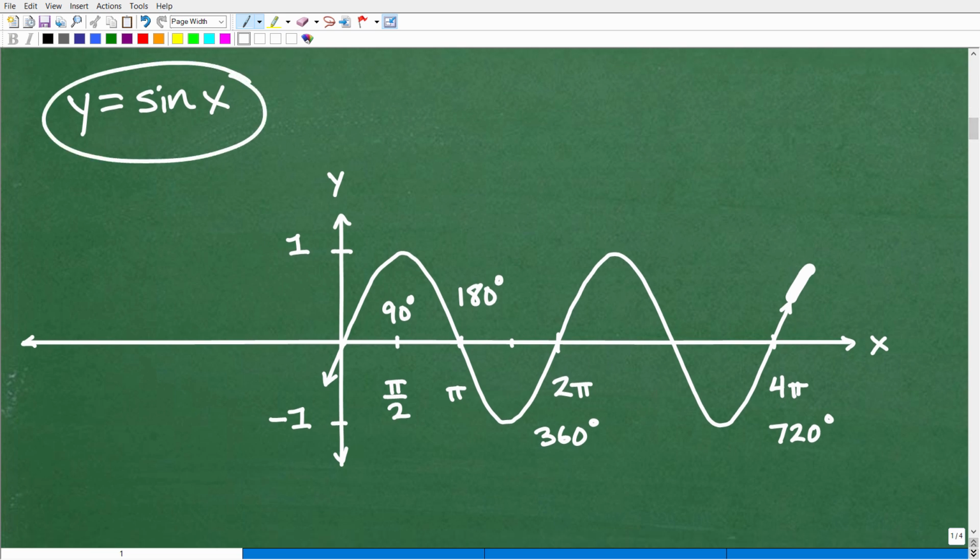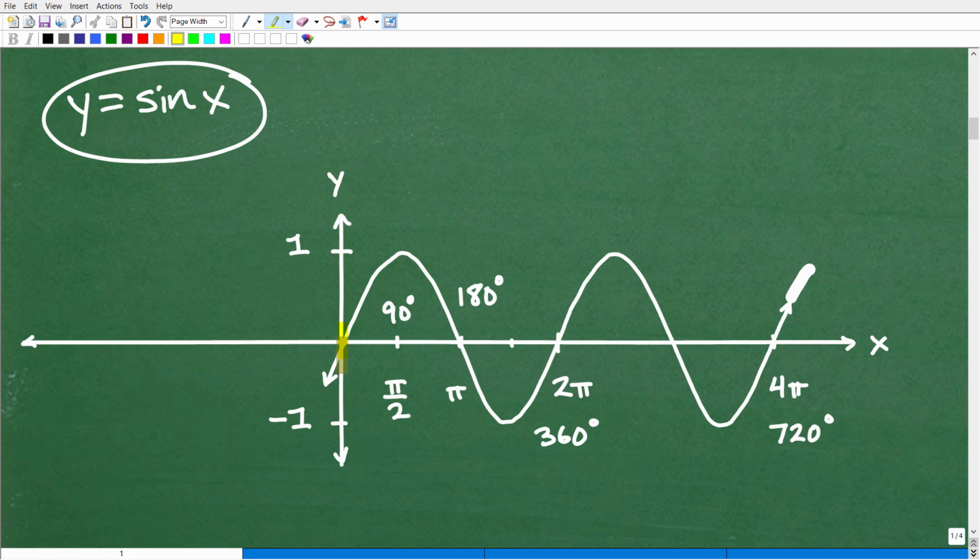y is equal to sine x. If you don't understand the basic sine graph, there's no way you're going to be able to do a problem that's a little bit more complicated like the one that we're dealing with right here. But this stuff is not that difficult. Just a quick review.